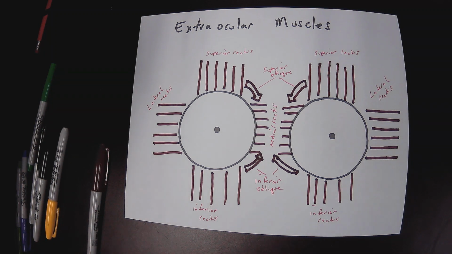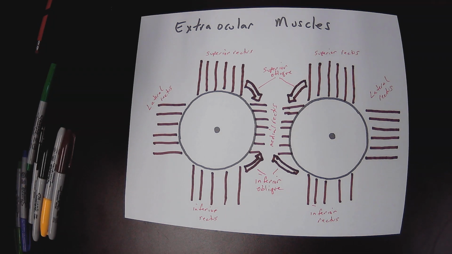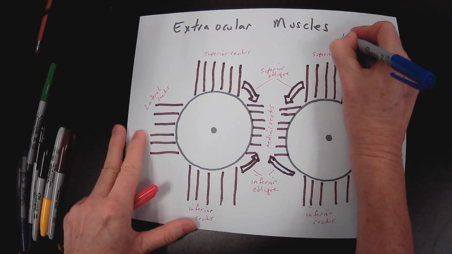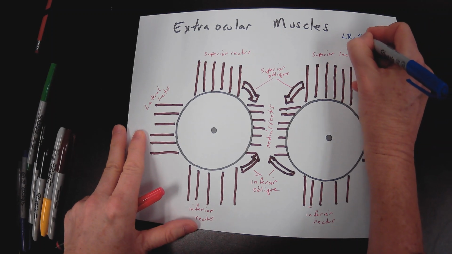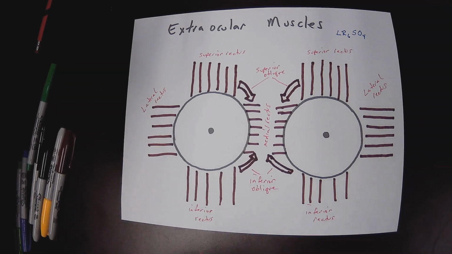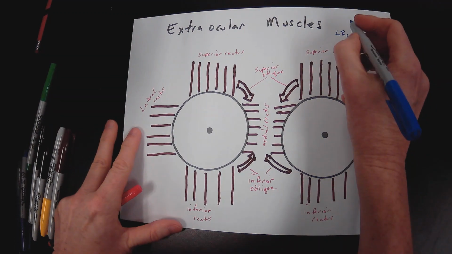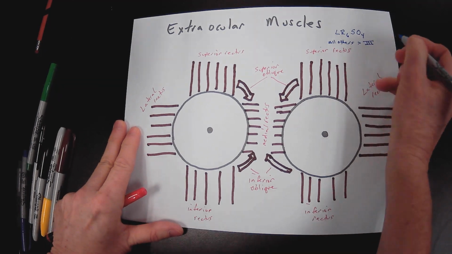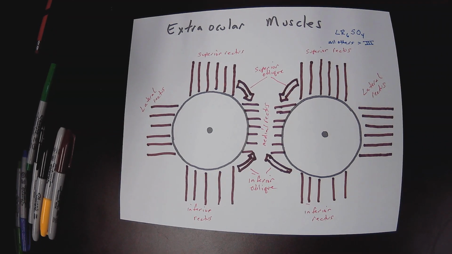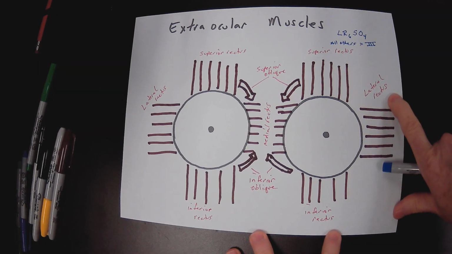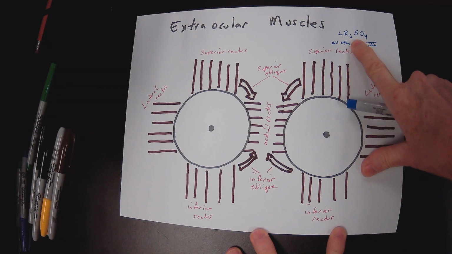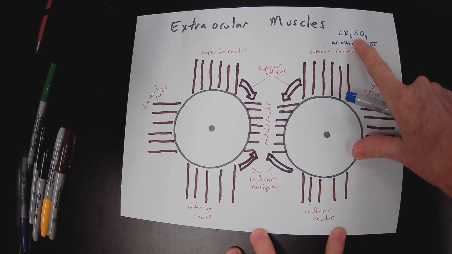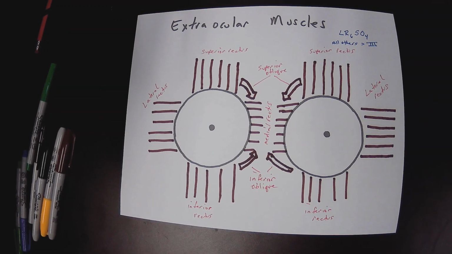I talked about an easy way to remember which ones are innervated by which cranial nerves, and it's a simple chemical formula. You remember LR6, SO4, and then all others are cranial nerve 3. So what that says is LR, lateral rectus, is innervated by cranial nerve number 6. Superior oblique is innervated by cranial nerve number 4. LR6, SO4. Everybody else is cranial nerve number 3. Cranial nerve number 3 innervates the majority.